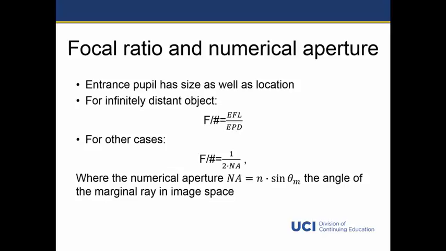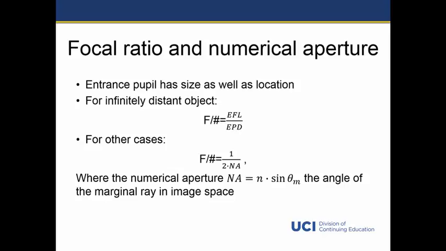Okay? The problem is if I am not at infinite conjugates, then my image isn't formed at the paraxial focal point, and we saw that in some of the lectures from last week. Okay? So in the cases when we're not at infinite conjugates, we have to have another way of defining this property. And we do it based on what's called the numerical aperture.